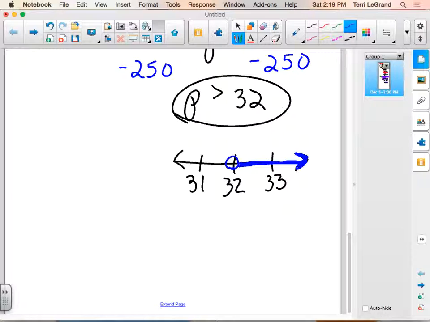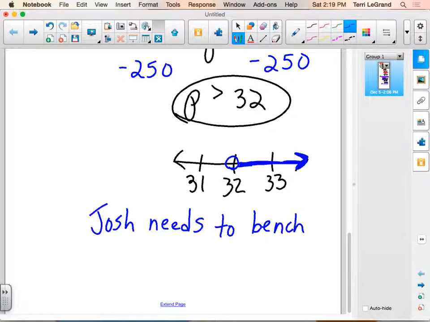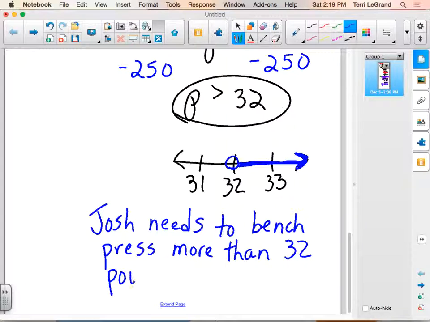Okay, so, oh, and you know what, the other thing we're supposed to do, and I didn't do this on the last one, so we'll make sure we do it on this one, a sentence answer. So, Josh needs, what does this tell us? What does this show us? Josh needs to bench press more than 32 pounds. Remember, we can use the number, but we don't do any other abbreviating. 32 pounds to break the school record.